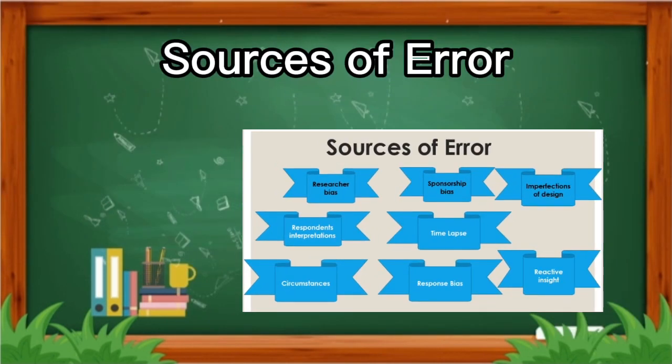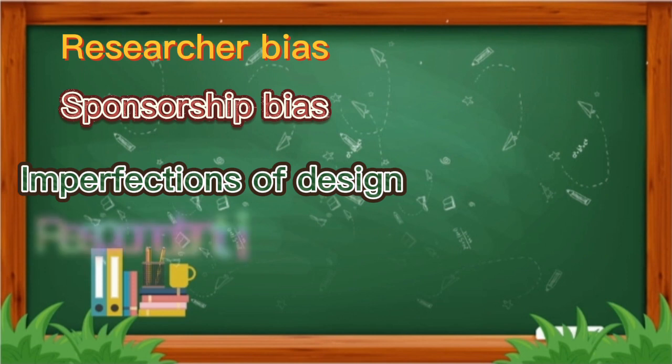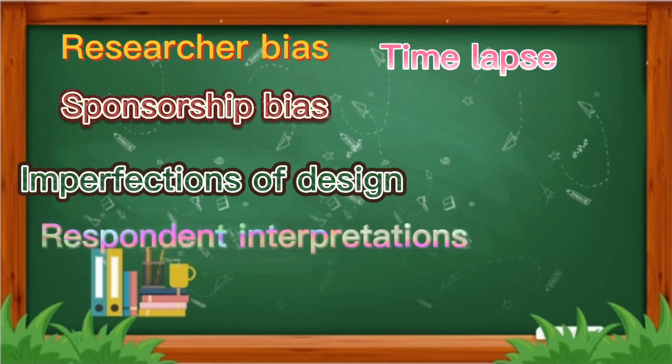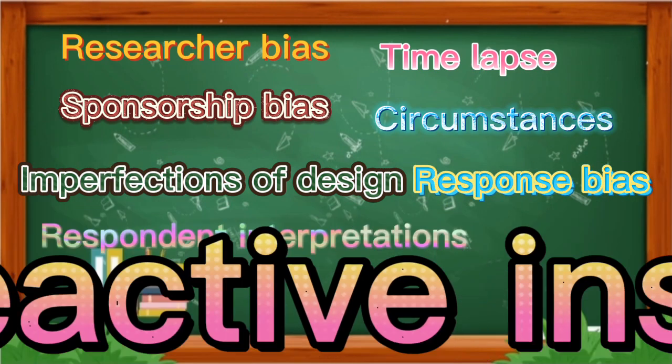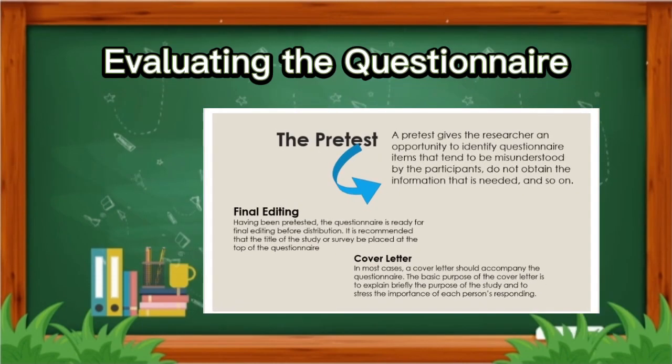Sources of error. Before continuing with the outline of the procedures for developing a questionnaire, it may be worthwhile to consider some of the types of questionnaire error. Researcher bias, sponsorship bias, imperfections of design, respondent interpretations, time lapse, circumstances, response bias, reactive insight. Evaluating the questionnaire.